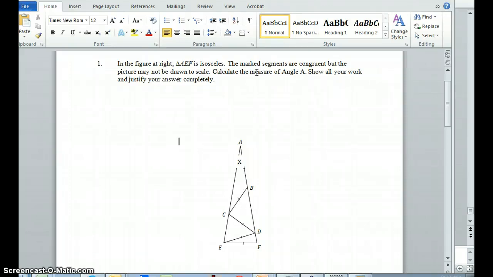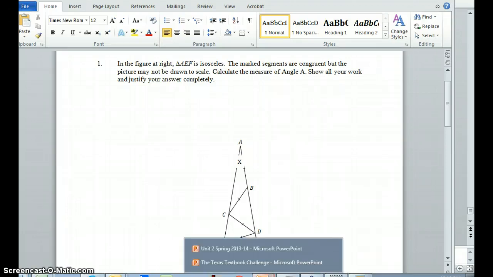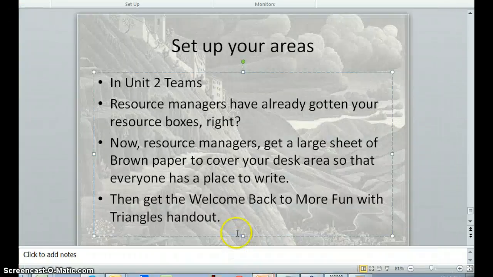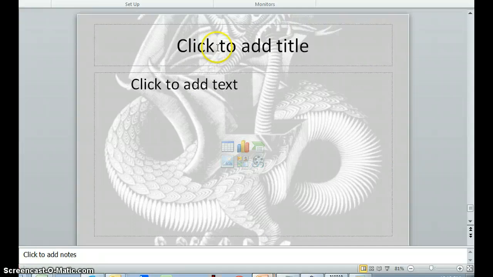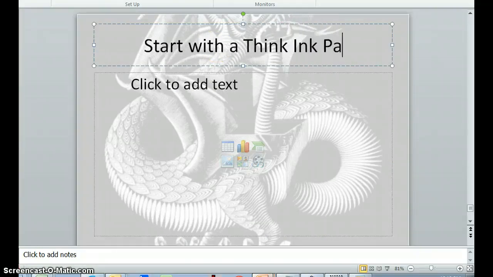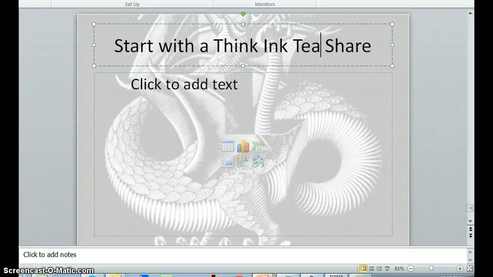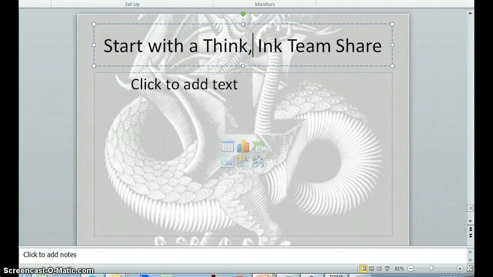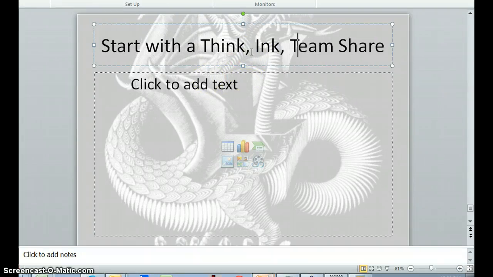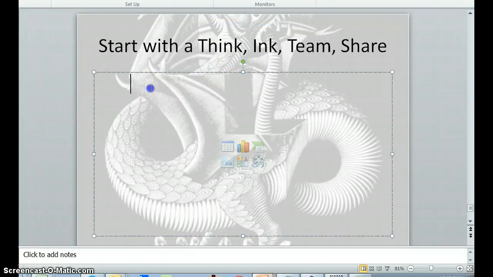So take the time to look at everybody's diagrams and take the time to hear everybody's ideas. So you should start this with a Think Ink pair share. And really it's a team share. And facilitators are going to be really important here for timing and for keeping everybody focused.